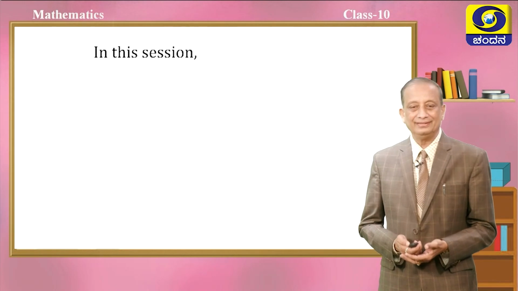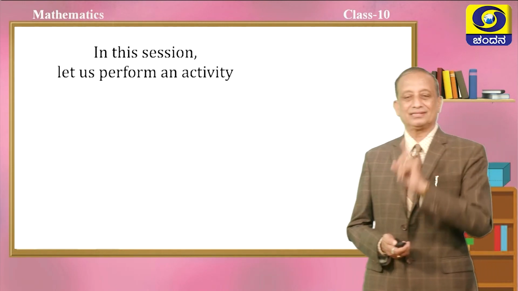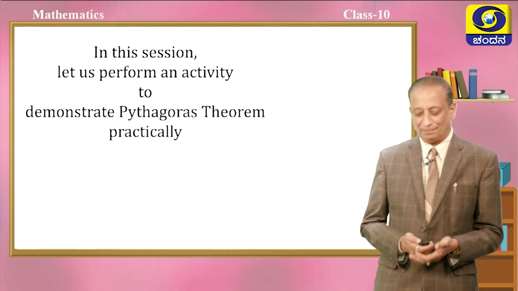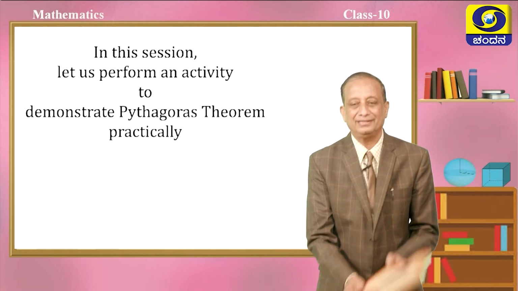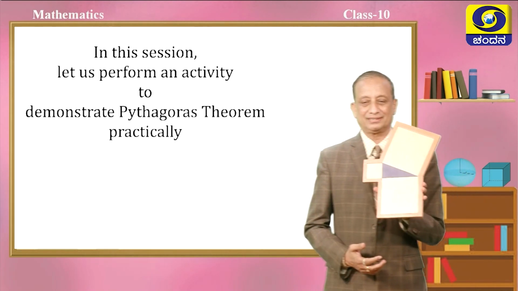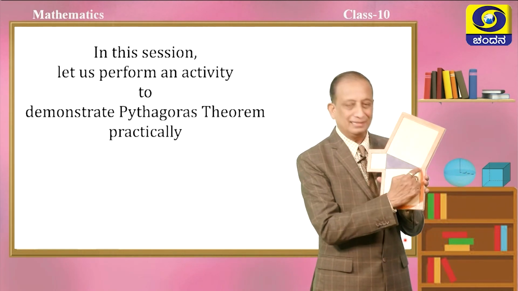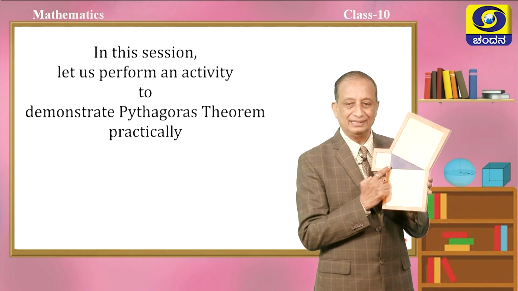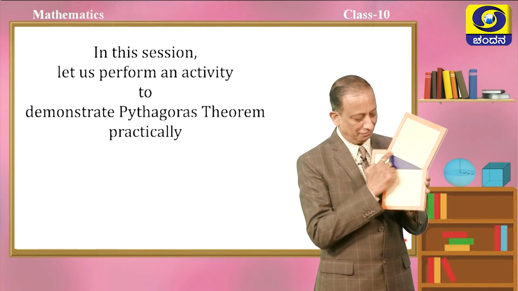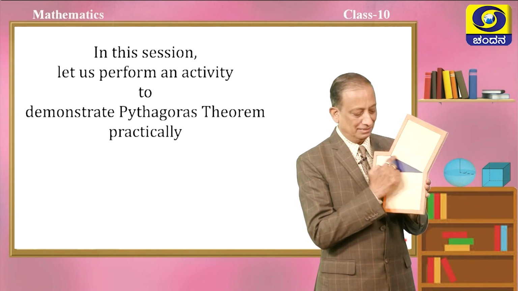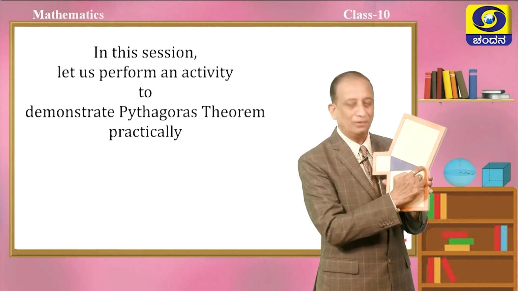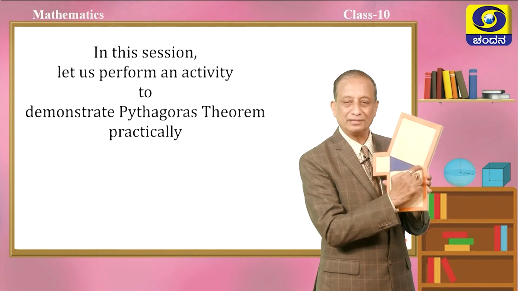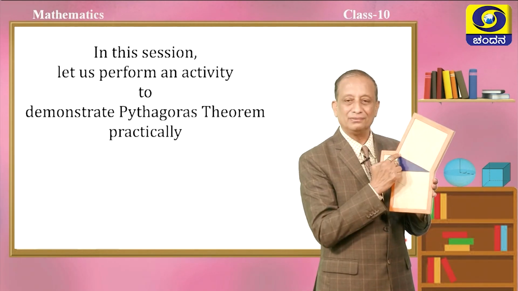In this session, let us perform one more activity, children, to demonstrate Pythagoras theorem practically. Look at this model. Here is a right angle triangle in deep blue color. This angle is 90 degrees. Therefore, this is our hypotenuse, correct? So, here is a square built on the hypotenuse. All these 3 sides are equal to the hypotenuse and these 4 angles are equal to 90 degrees.